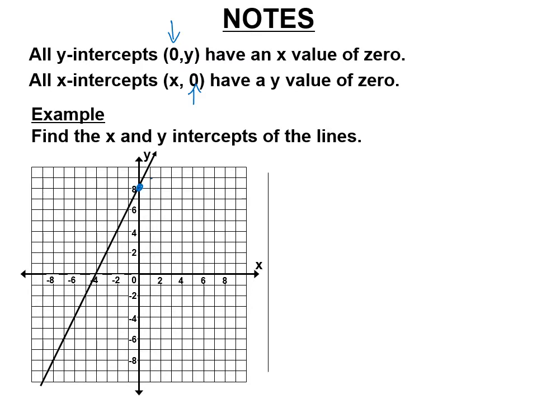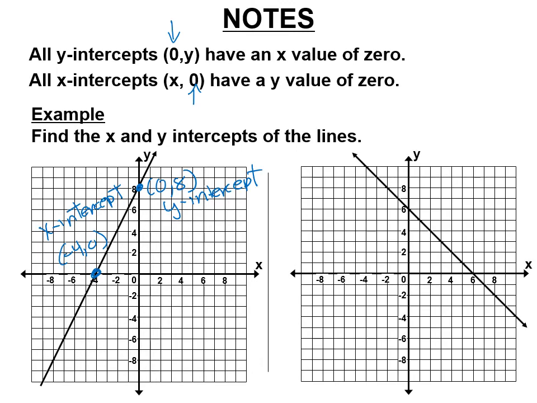So the y-intercept is (0, 8). It has to start with 0. If you tell me a y-intercept that doesn't start with 0, it's wrong. This is the x-intercept there, (-4, 0). You tell me an x-intercept that doesn't end at 0, it's wrong. All right, so those are the x and y-intercepts. Let's do that again.